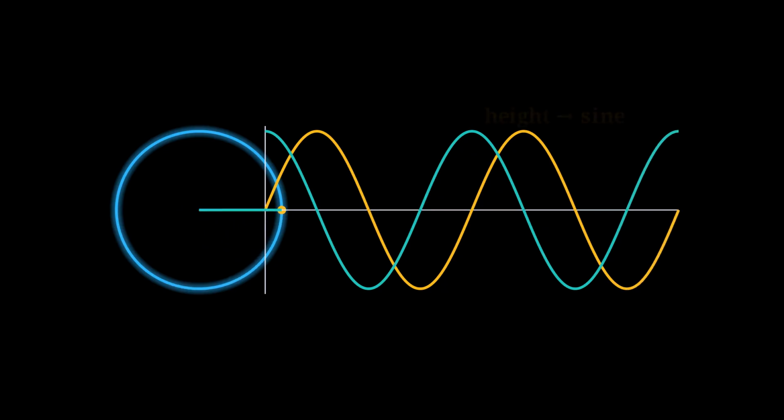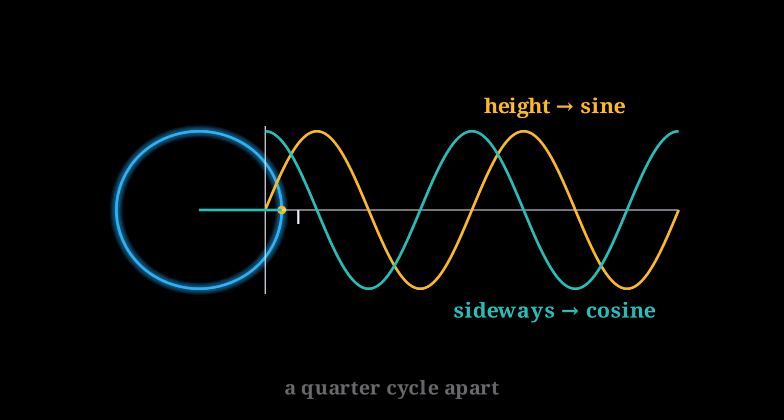The height gives us the sine, the sideways position gives us the cosine. They share one shape because they come from one motion, and they sit a quarter cycle apart because up and sideways are at right angles. That is the entire relationship drawn out in front of you. And here is the thought to carry with you.